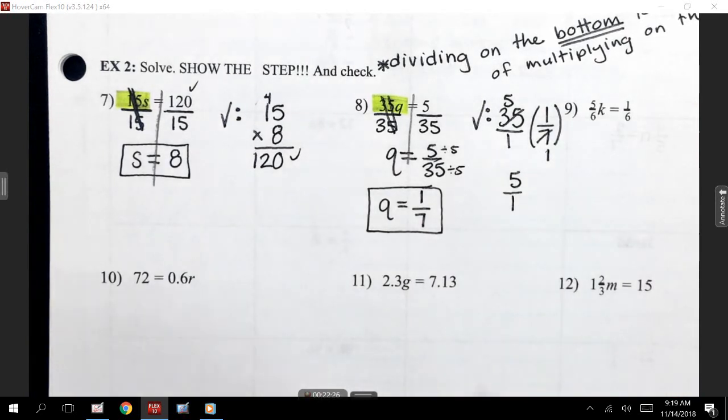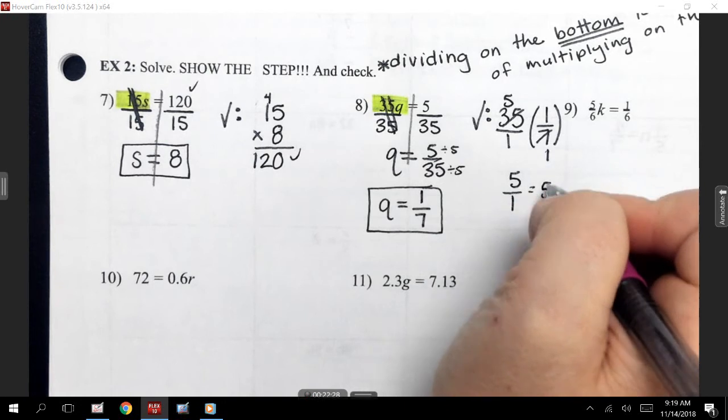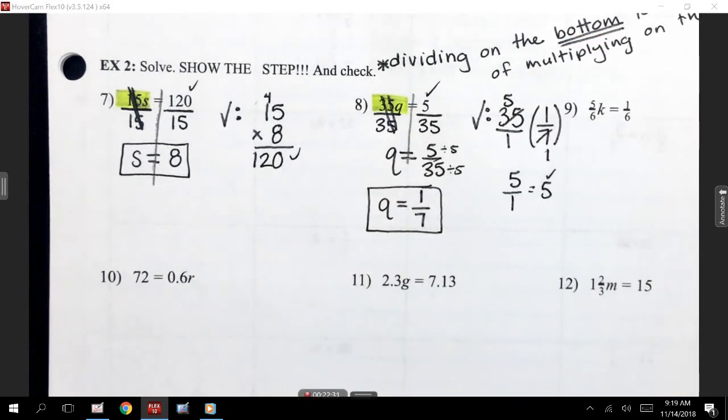And what's 5 over 1 really? 5. So is that what I needed? Yes. Did I get the right answer, even though it was a funky fraction? I think there's like maybe 1. Not a whole lot. Okay.